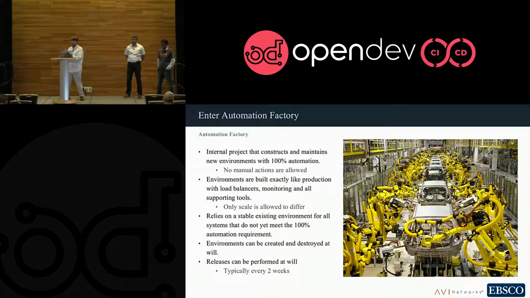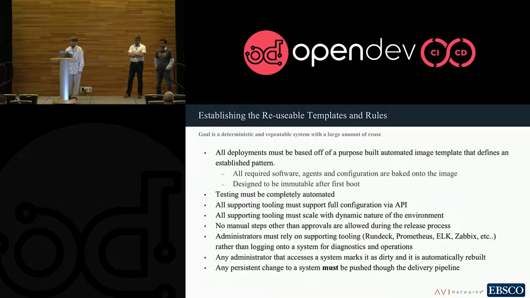But now let's not conflate the two worlds. Inside this world, everything is automated. We said environments can be created and destroyed at will, so we're not supposed to hold really state in there that can't be reconstituted. And releases can be performed at will. Typically, this results in every 2 weeks, but sometimes it's faster or longer depending on business needs. But the goal was there should be no barrier. We can do it whenever we need to.